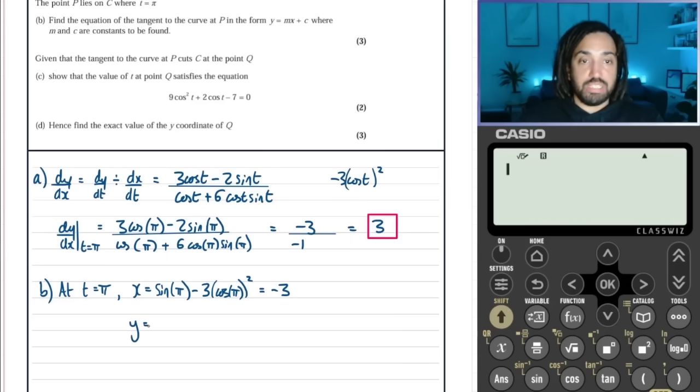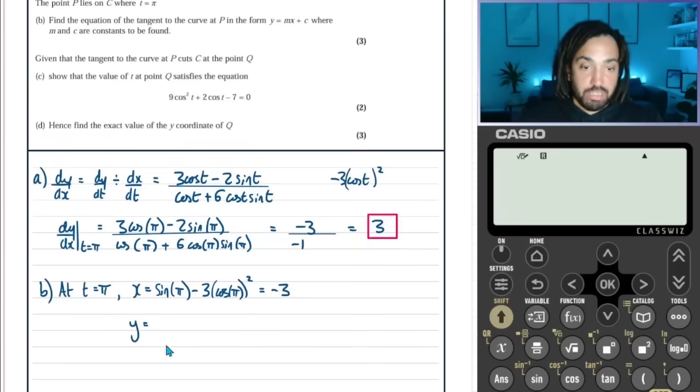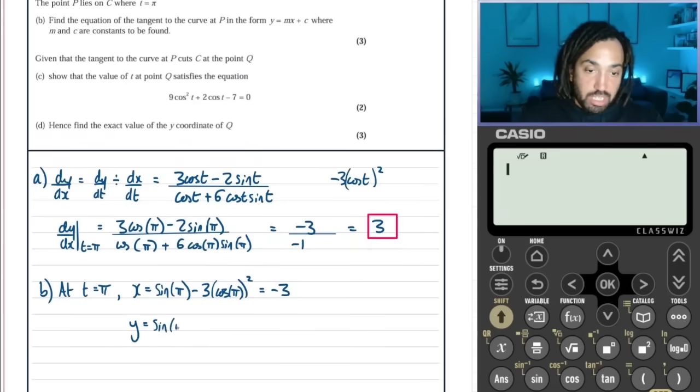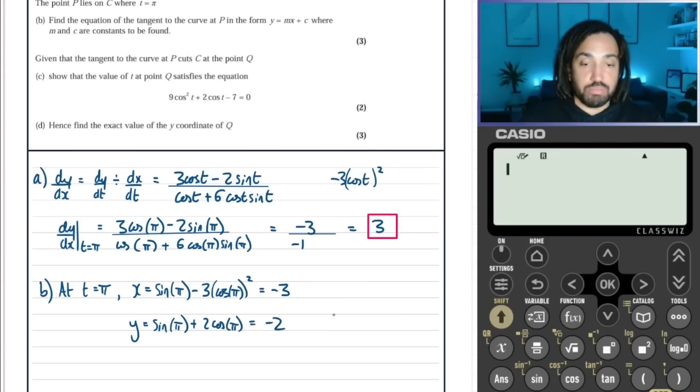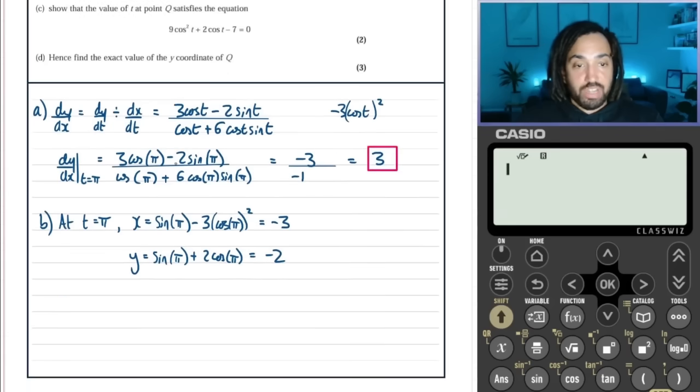So y is equal to sine of pi plus 2 cos of pi. So that's sine of pi plus 2 cos of pi, and that will equal minus 2. Okay, great. So now we can go ahead and find the y equals mx plus c.